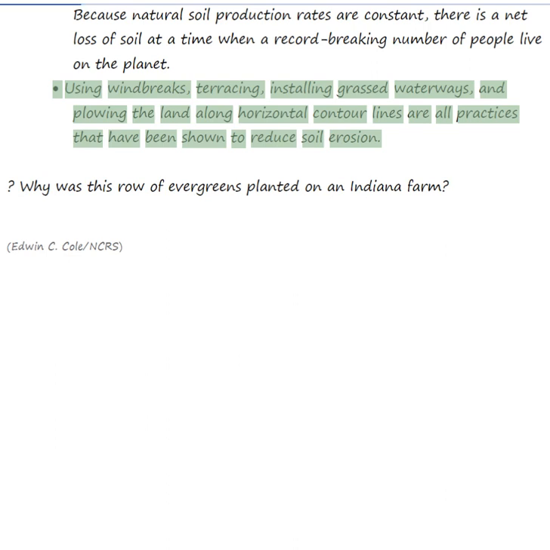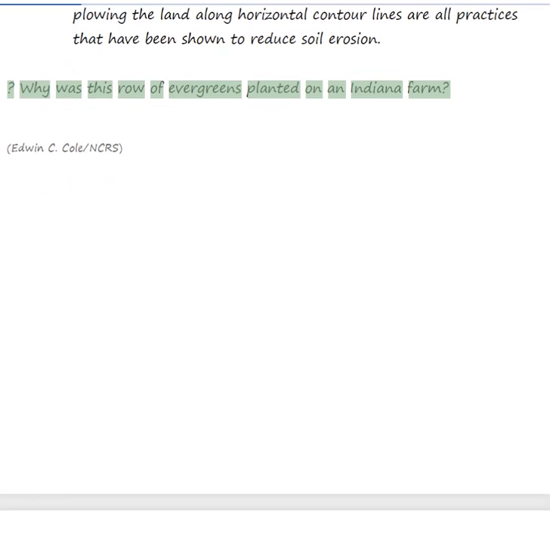Using windbreaks, terracing, installing grassed waterways, and plowing the land along horizontal contour lines are all practices that have been shown to reduce soil erosion. Why was this row of evergreens planted on an Indiana farm?